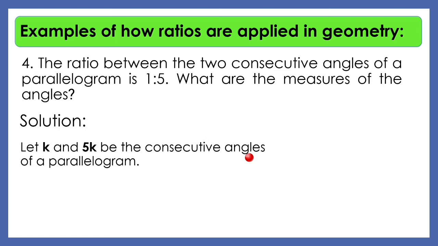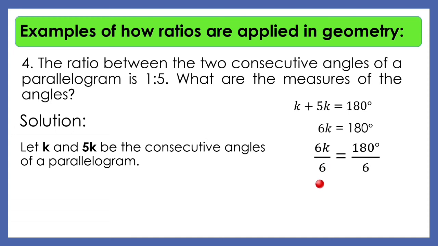The equation will be K plus 5K equals 180 degrees. Then, add K and 5K, which is 6K equals 180 degrees. Let's apply the division property. Divide both sides by 6. 6K divided by 6 is K. 180 degrees divided by 6 is 30 degrees.